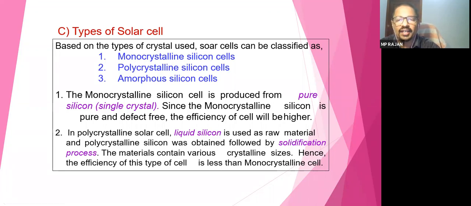You can extract the silicon from the ore, and in the monocrystalline system, the silicon crystal is a single crystal. Okay, it is a highly pure form. It is called a silicon ingot. Ingots are formed. So ingot को काट के हम single crystal बनाते हैं. So this is called monocrystalline silicon. So in detail we'll see in the picture also later.